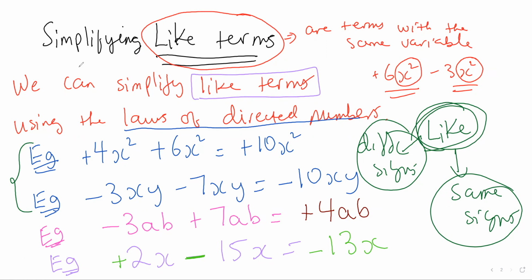And then we understand now simplifying like terms. Like terms are terms with the same variable. Once you have the same variable, we can simplify them using the laws of directed numbers. And the laws of directed numbers are 2 simple laws. Not only the same signs law, but there's also the different signs law. So we're going on a little bit here now. Look at this example here.